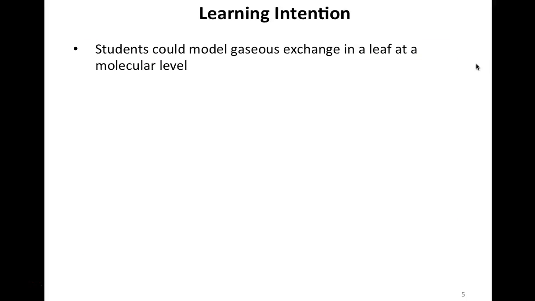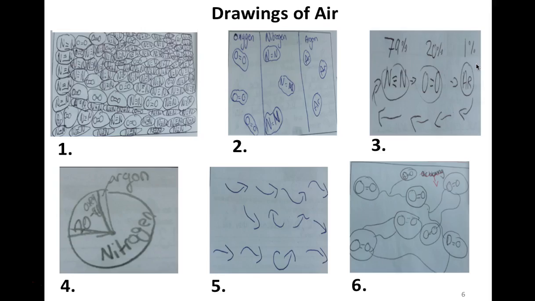Specifically, the level of representation was the molecular, which included the use of symbols. To do this, students were given the percentages of gases in air and asked to draw what air looked like. This produced interesting results. Our interpretations of students' drawings are as follows.